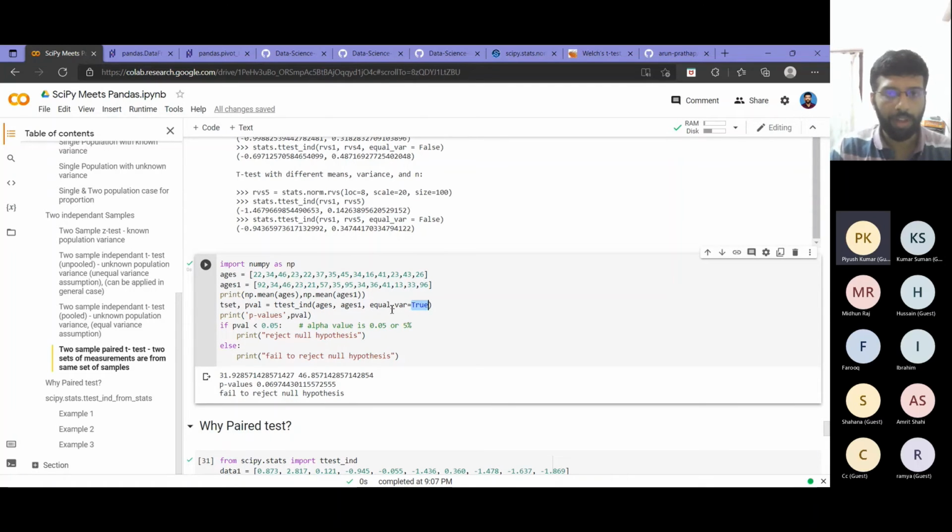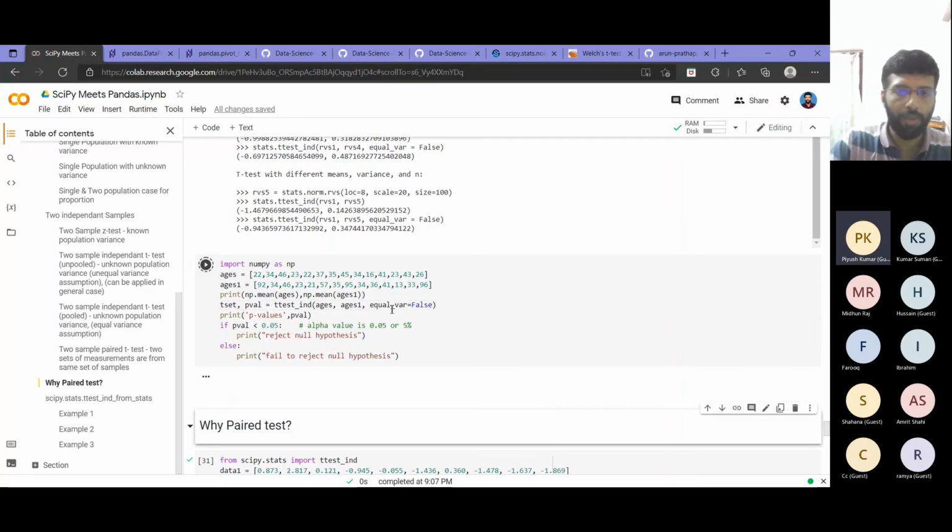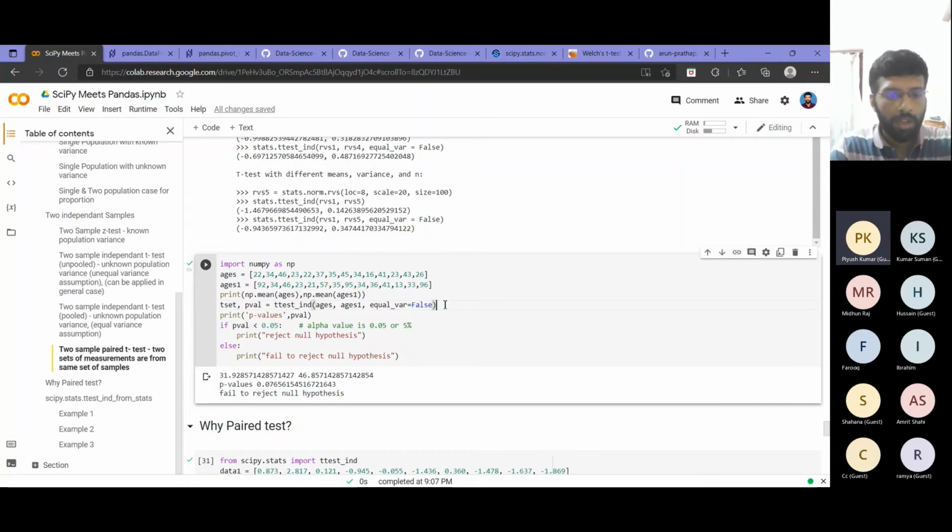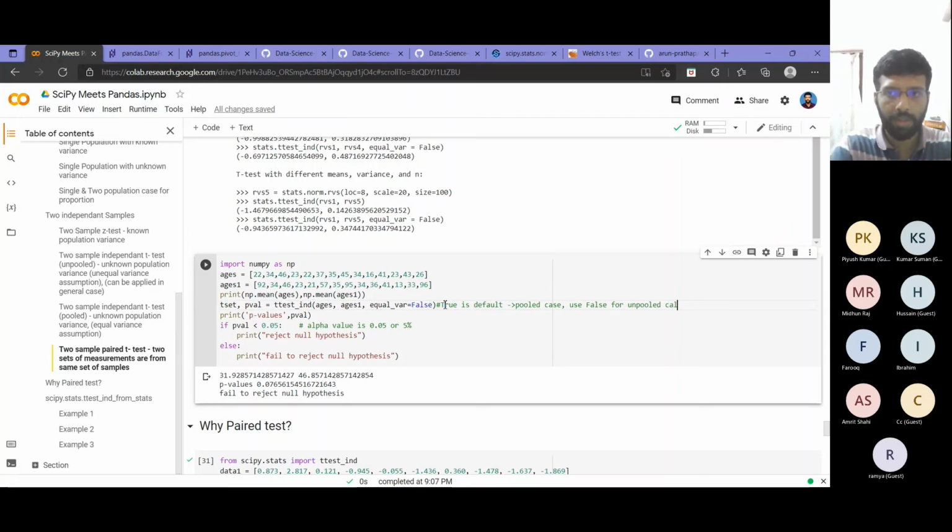The default value of this is equal_var True, which is our pooled case. Suppose I want the unpooled case, that is the general case that I told earlier. We have to set this equal_var flag to False. Comment here: True is default, pooled case. Use False for unpooled case or general case.